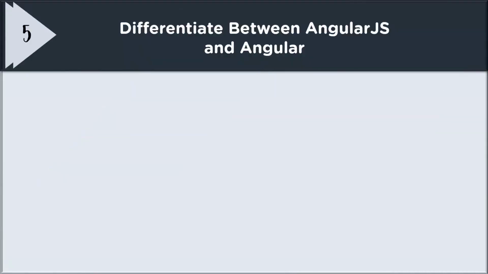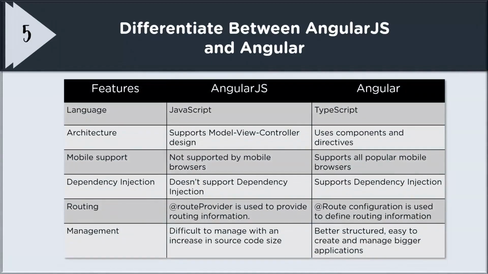Differentiate between Angular and AngularJS. Now here's a simple table for you. So here are the features that we're going to differentiate the two on the basis of. First is language. AngularJS uses JavaScript while Angular uses TypeScript. When it comes to architecture, AngularJS supports the model view controller design while Angular uses components and directives. AngularJS is not supported by mobile browsers while Angular supports all mobile browsers.